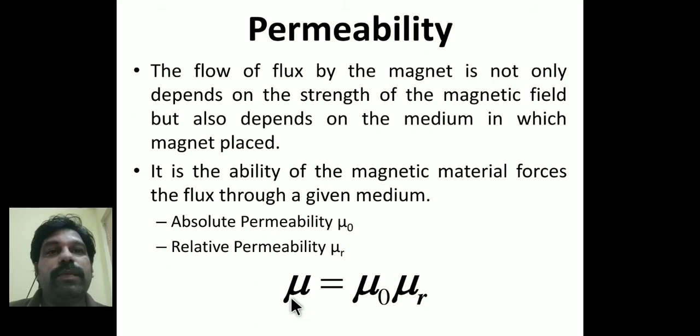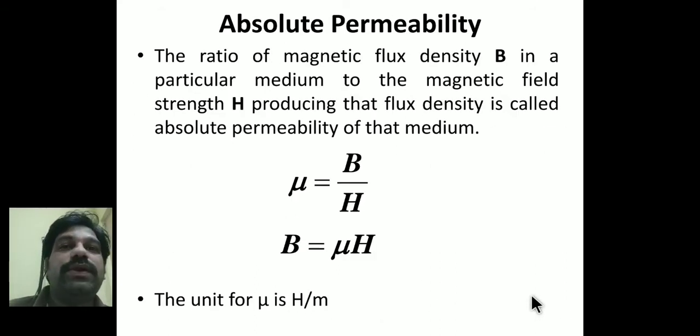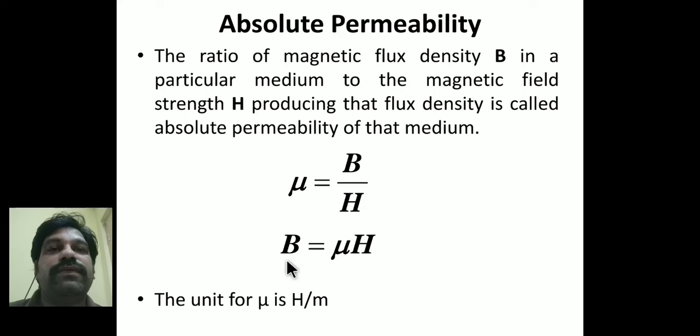Therefore, mu is equal to mu naught into mu r, where mu naught is called absolute permeability. It is the ratio of magnetic flux density in a particular medium to the magnetic field strength producing that flux density, called the absolute permeability of that medium. Therefore, mu is equal to B by H. Therefore, B is equal to mu H.